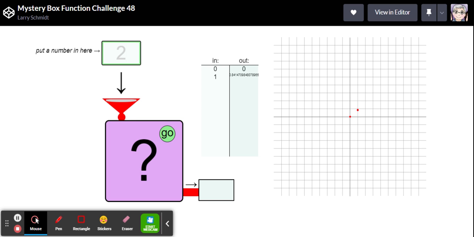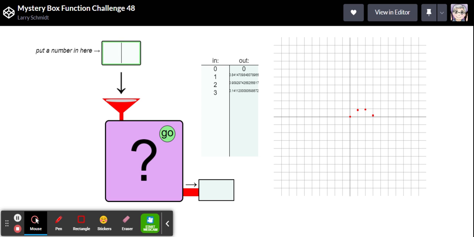I'm not really sure just off the bat what that could be. Let's try a 2. And 2, well, that's slightly higher. It's 0.9. It looks like it's a curve that's flattening out really quickly. Let's try a 3. Oh, now it's going down again. What is this? I'm not sure.